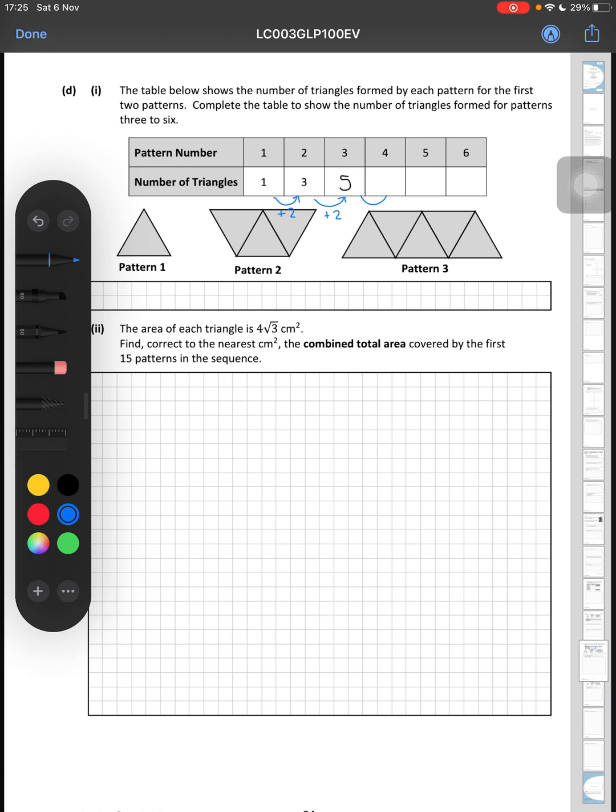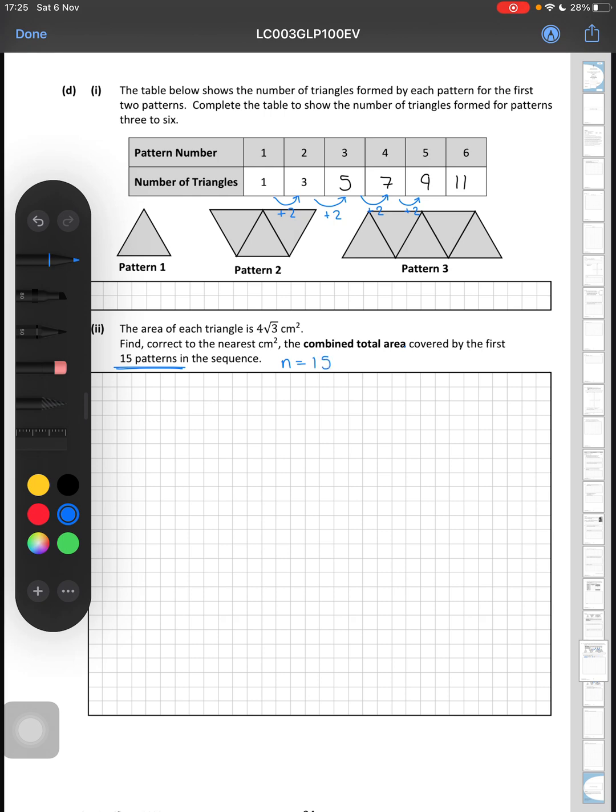Okay, so for pattern 1, there was 1 triangle. For pattern 2, there was 3 triangles. For pattern 3, there's 1, 2, 3, 4, 5 triangles. So 5, and we can see here, from 1 to 3, we've added 2. From 3 to 5, we've added 2. So it's going to be a linear equation. So we are going to add 2 each time. So I can fill these in as 7, 9 and 11. Okay, so that was worth 10 marks, just filling in that table.